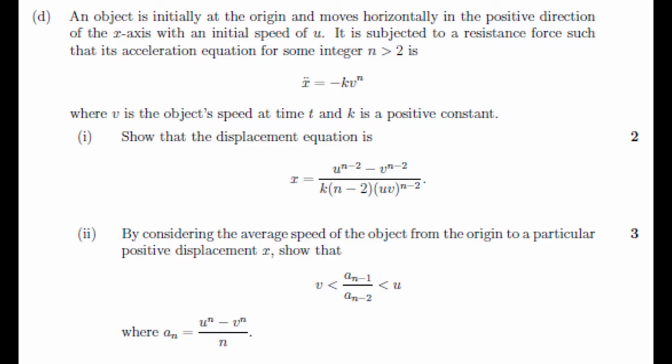Part 2 says, by considering the average speed of the object from the origin to a particular positive displacement x, show that v is less than a n minus 1 on a n minus 2, which is less than u, where a n is defined as u to the n minus v to the n on n. So part 2 is the key part of this question that the student needs help with.